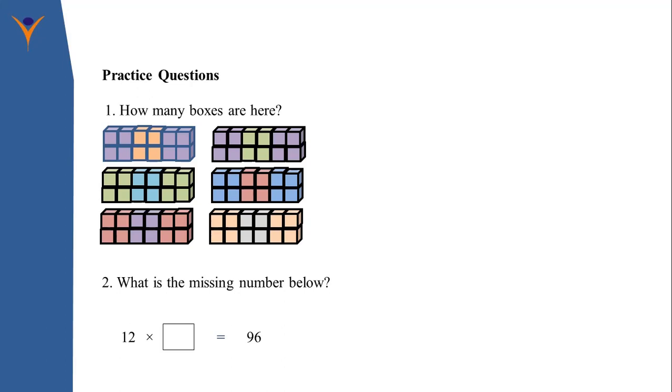All right, you're welcome back. Number 1 says, how many boxes are here? If you did yours correctly, your answer would have been 72 boxes. Number 2 says, what is the missing number below? If you did yours correctly, then your answer would have been 8. So did you get them both correctly? Congratulations if you did. It's time to learn.